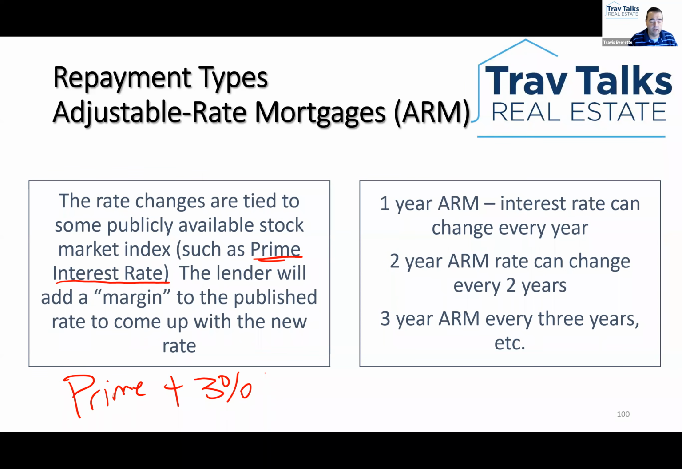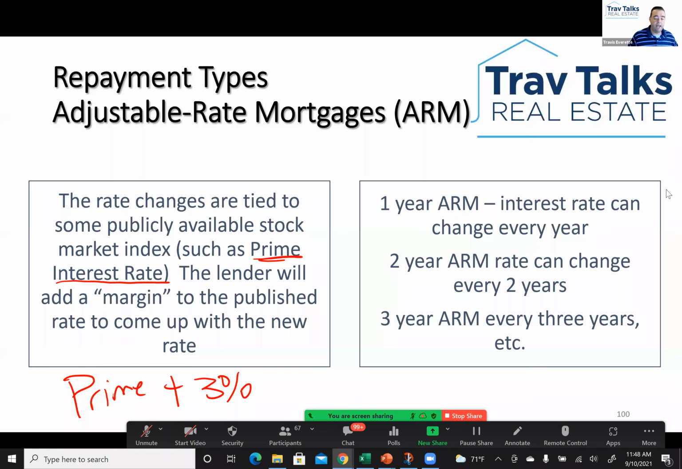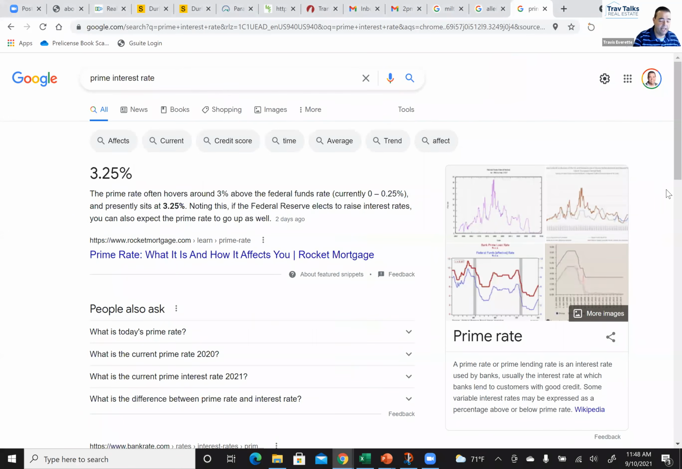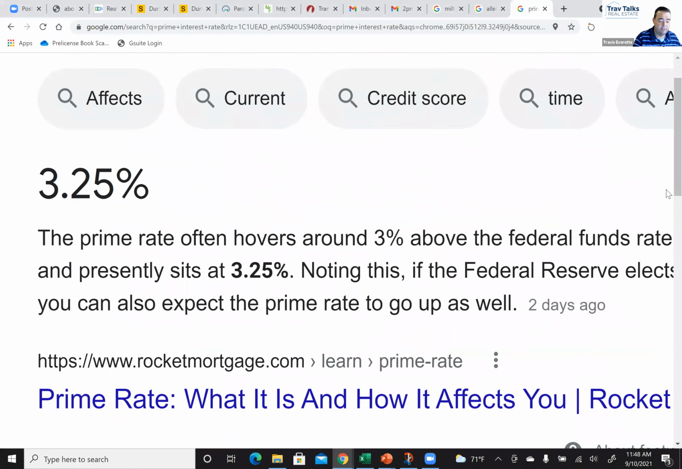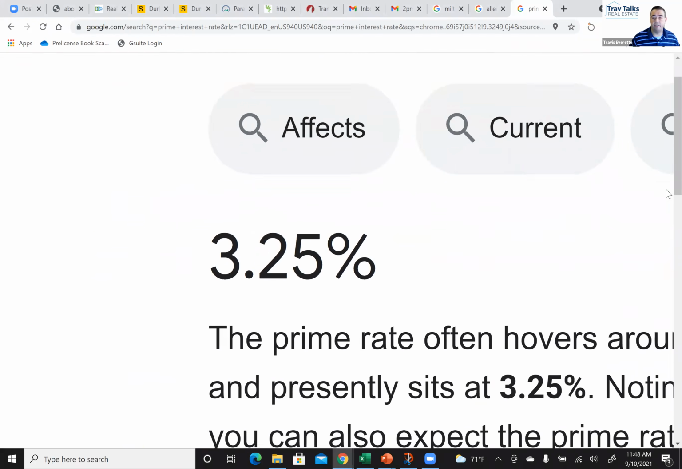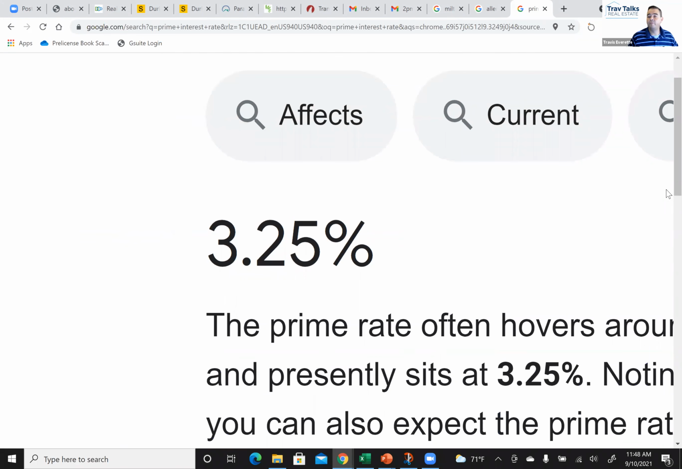Prime, and I'll share this with you here in just a second. I'm just going to do a Google search. All right, I'm going to change my share so you can see this and understand, because I think sometimes seeing it like this helps. I just did a Google search for the prime interest rate for today. Look at this, this is today's prime interest rate. Everybody see that number? Yep.